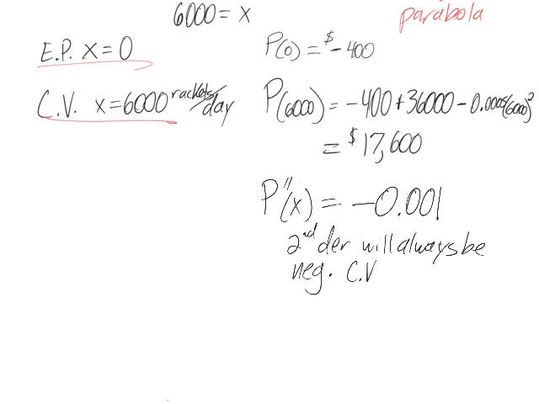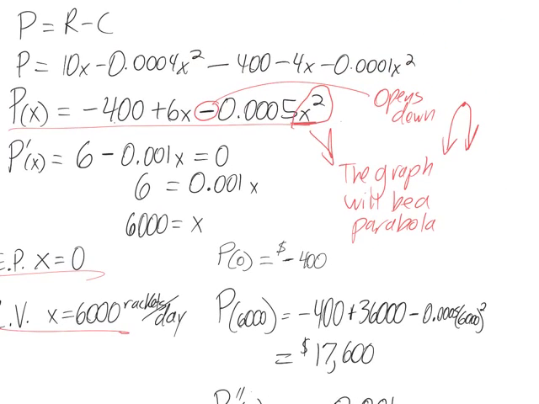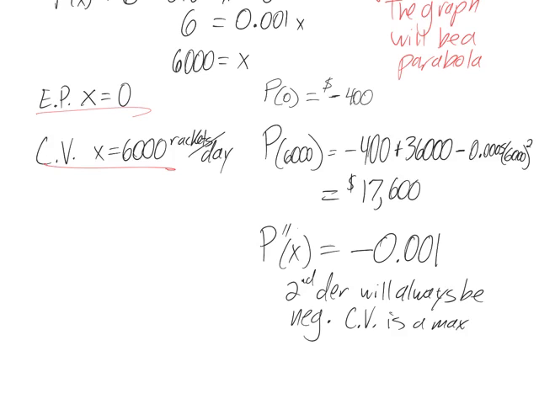So your critical value is a maximum, because a negative second derivative means that you're concave down, which is what we see when we look at that parabola shape that I drew earlier. That's concave down. So we can see from either position here that this is our maximum, or rather it's the value that will yield our maximum profit.